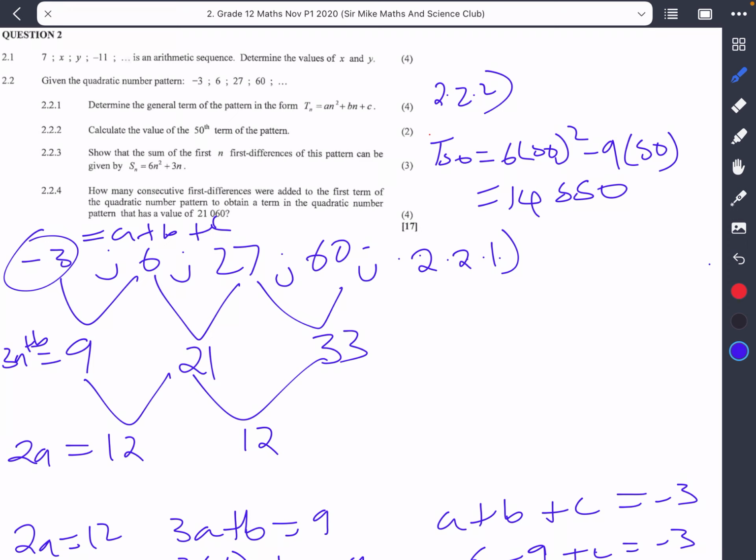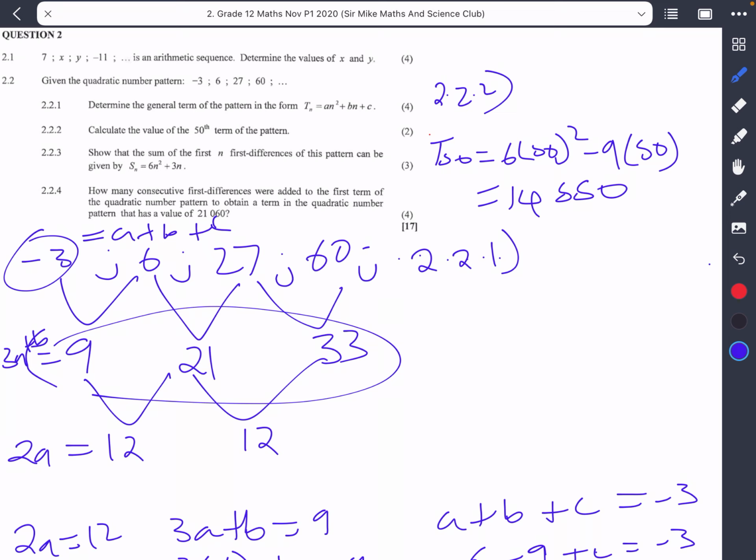So they actually want us to give an expression for the sum of the n terms in that arithmetic sequence that we have there. Now remember that the first difference of that number pattern would actually be an arithmetic sequence.